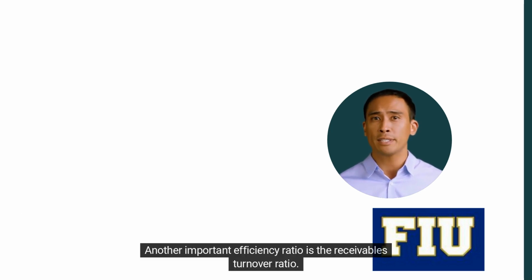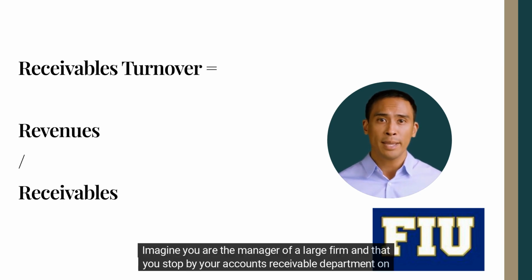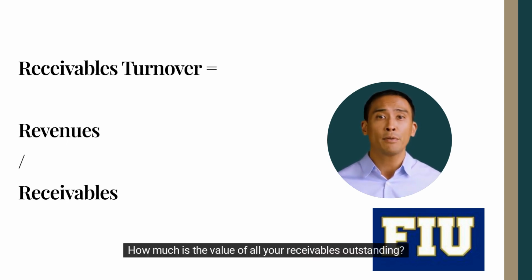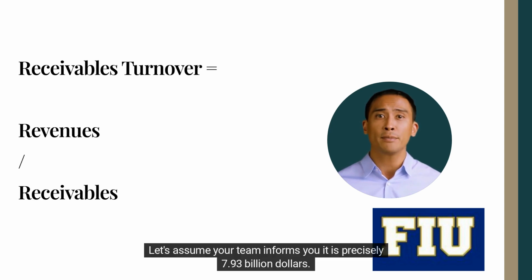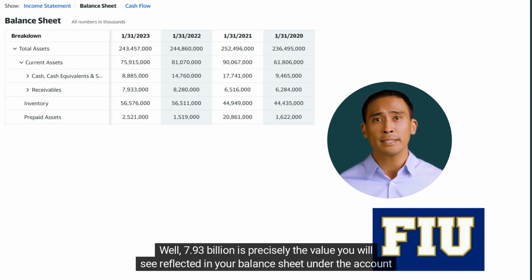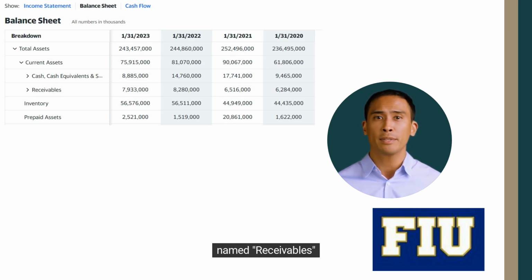Another important efficiency ratio is the receivables turnover ratio. Imagine you are the manager of a large firm and that you stop by your accounts receivable department on January 31st. How much is the value of all your receivables outstanding? Let's assume your team informs you it is precisely $7.93 billion. Well, $7.93 billion is precisely the value you will see reflected in your balance sheet under the account named Receivables.